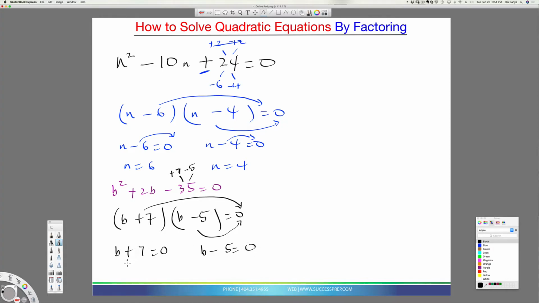So in this case now, you want to get b by itself. So you're going to move this plus 7 to the other side. It becomes b equal to negative 7. And you want to get b by itself here. You're going to move that negative 5 over there. You're going to get b equal to 5. So in this case, the answers are minus 7 and positive 5. So that is what you have there for factoring.